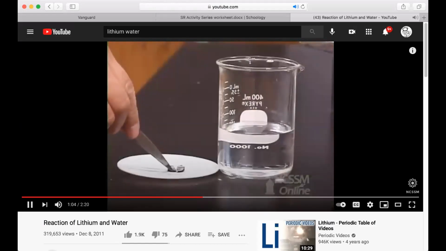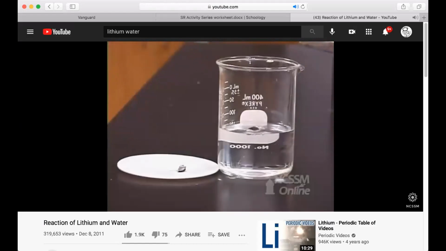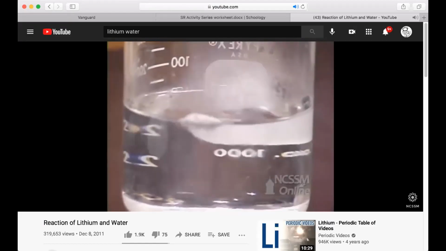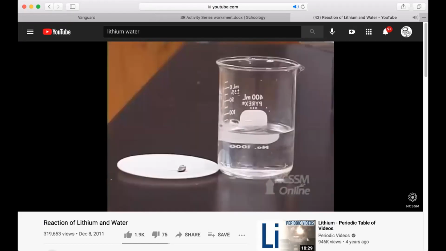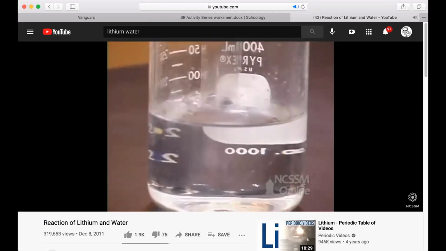And then they're going to take a very small piece and drop it in water. As soon as it hits the water, you see bubbling and fizzing, and it's floating on the water because as the hydrogen is produced, the hydrogen gas pushes it up, and hydrogen gas comes off the top. I don't know if this one's going to ignite, but you can find illustrations of it where it completely ignites.